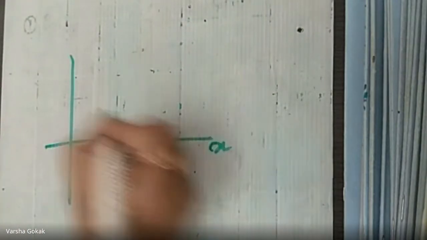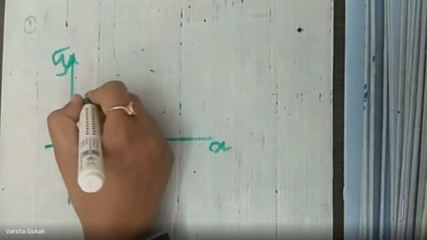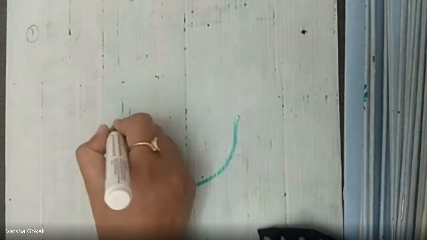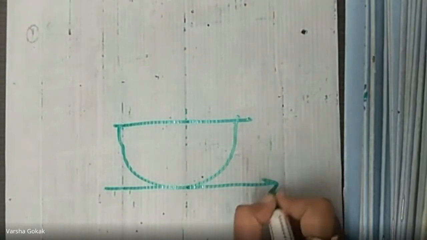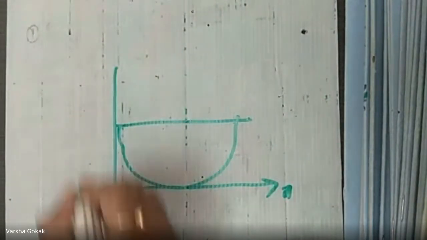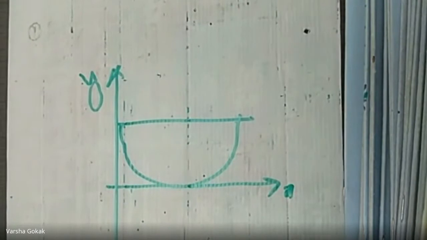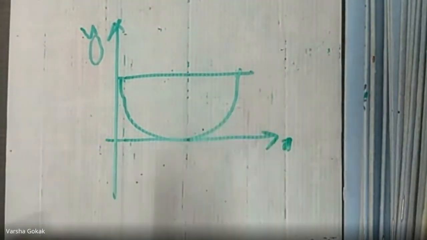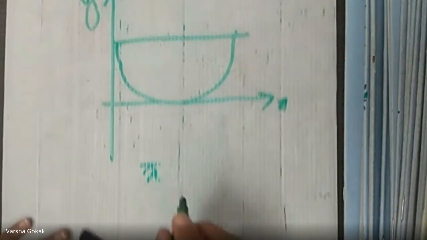this is your x-axis, this is your y-axis. He will give you a semicircle. Okay, let me draw the semicircle first. This is a semicircle and this is your x-axis and this is your y-axis. Okay. For this, give me the values of x bar and y bar.